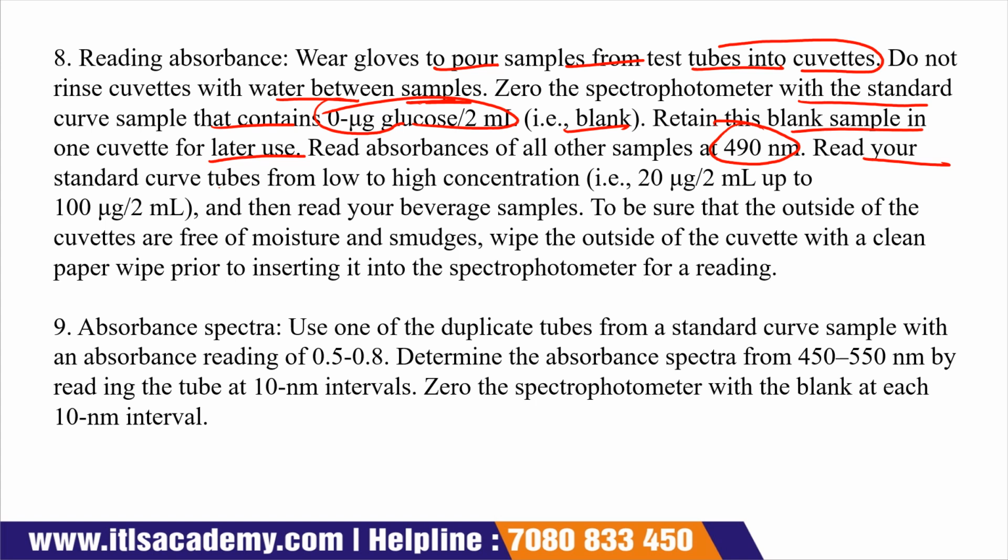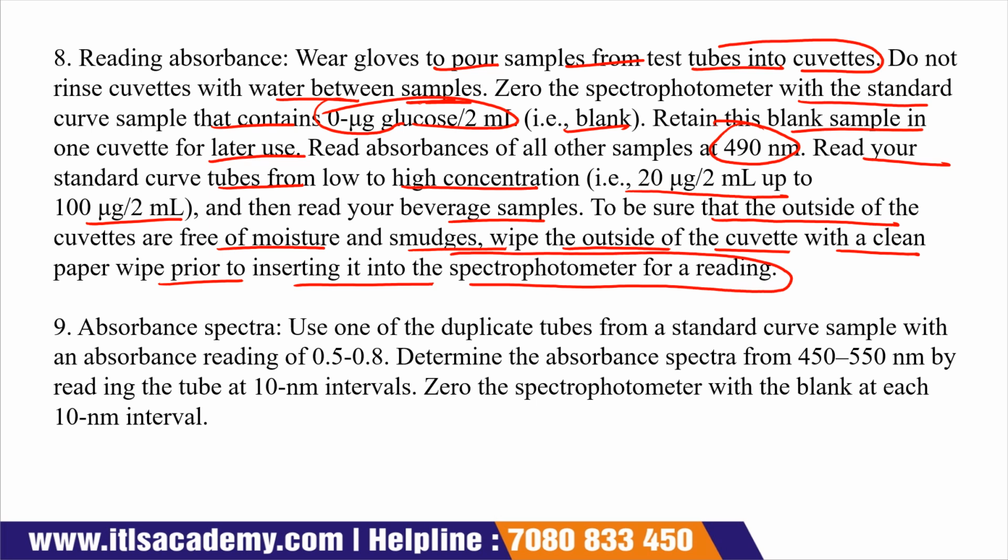Read your standard curve tubes from low to high concentration, that is 40 microgram per 2 ml to 100 microgram per 2 ml. Okay, and then read your beverage samples. Be sure that the outside of the cuvette is free of moisture and smudges.